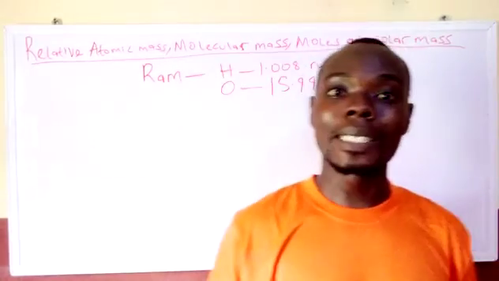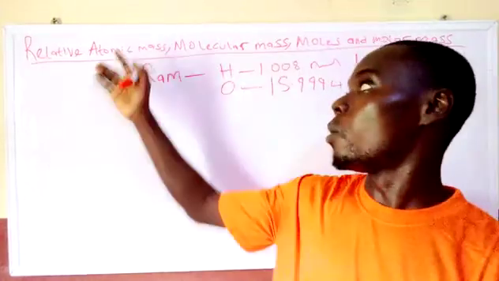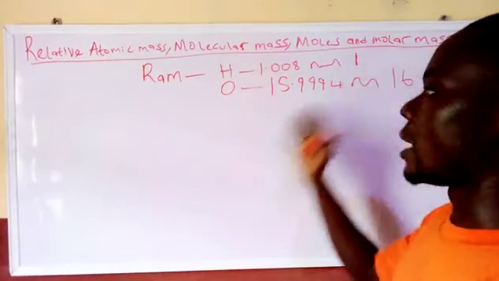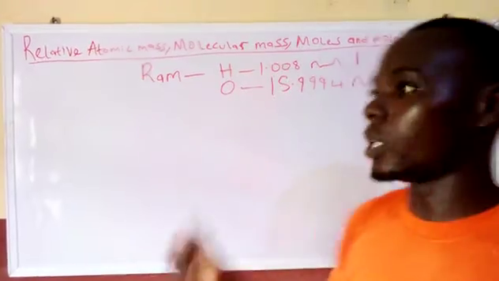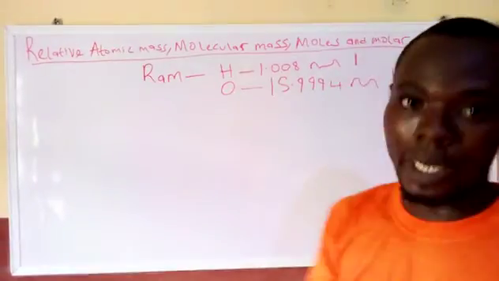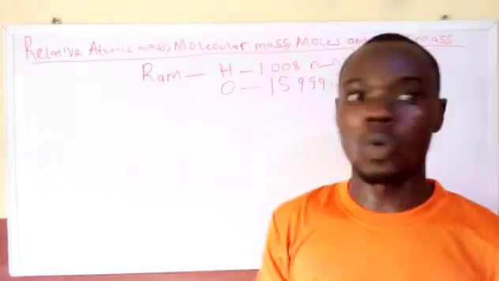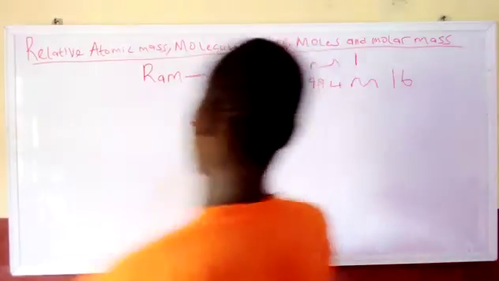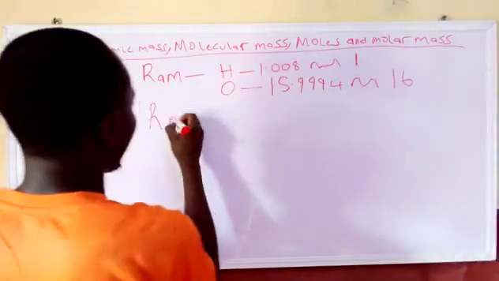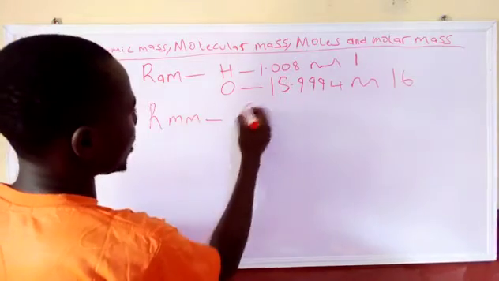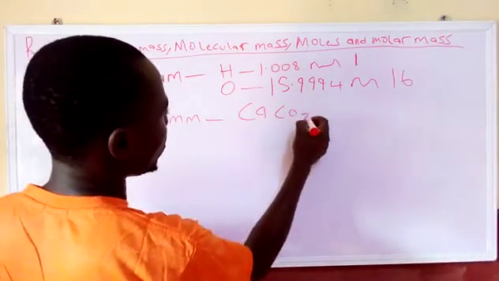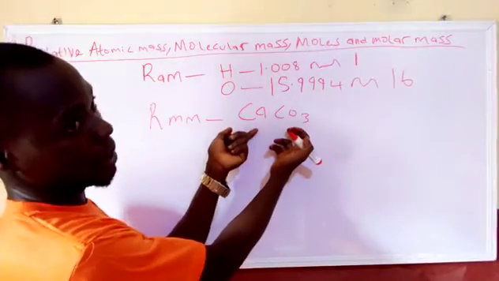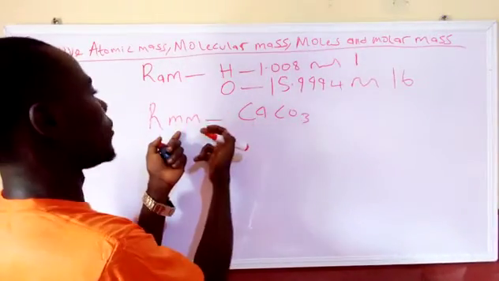Now, what is relative molecular mass? It applies to a compound. Relative atomic mass applies only to an atom, that's all. But for a compound, let's talk of relative molecular mass. Look at a compound like CaCO3. Now what's its relative molecular mass?